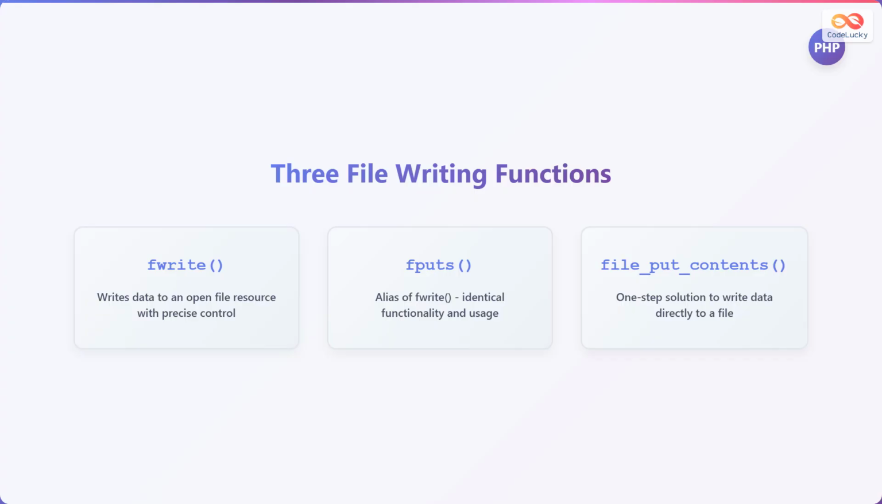First, we have fwrite, which allows you to write data to an open file with precision and control. Then there's fputs, which is actually an alias of fwrite, meaning it has the exact same functionality and usage. Finally, we have file_put_contents, a one-step solution for writing data directly to a file.